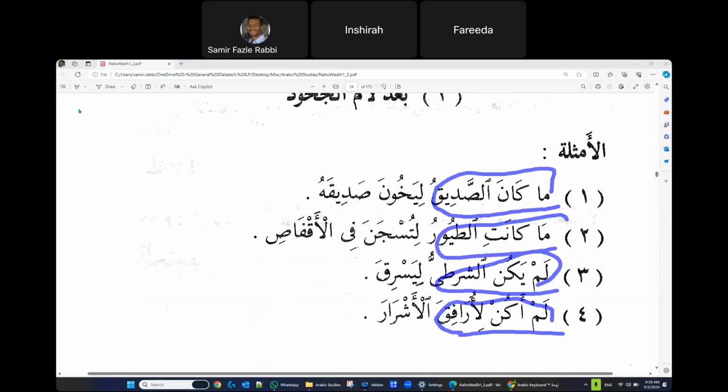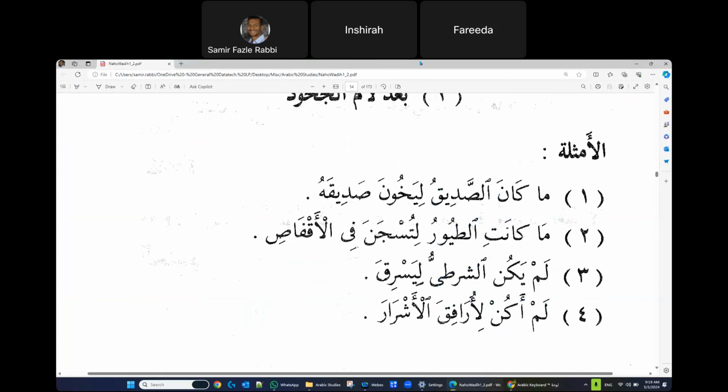But in actuality, this is just a format for me to express a specific idea, like, this shouldn't happen. It's some form of kana, a negative kana, followed with a mudare that has the lam and juhud on it.